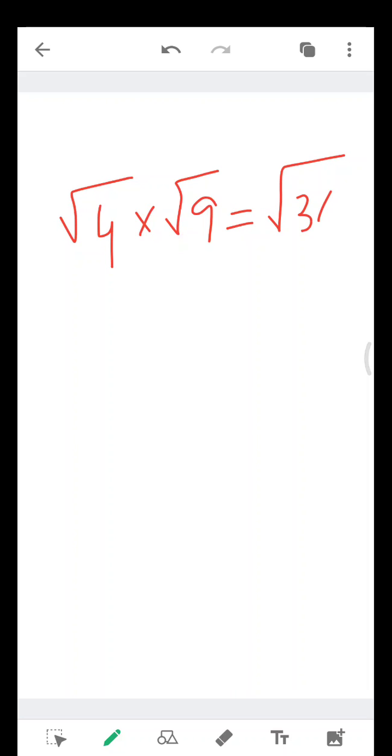What do you say about this one now? Root 4 into root 9. Can I multiply it directly? 9 fours are 36. Will it be right? Let's check it here now. Root 4 is 2, root 9 is 3, that is 6. 2 threes are 6, and what is root 36? 6. So we are getting an equal answer.